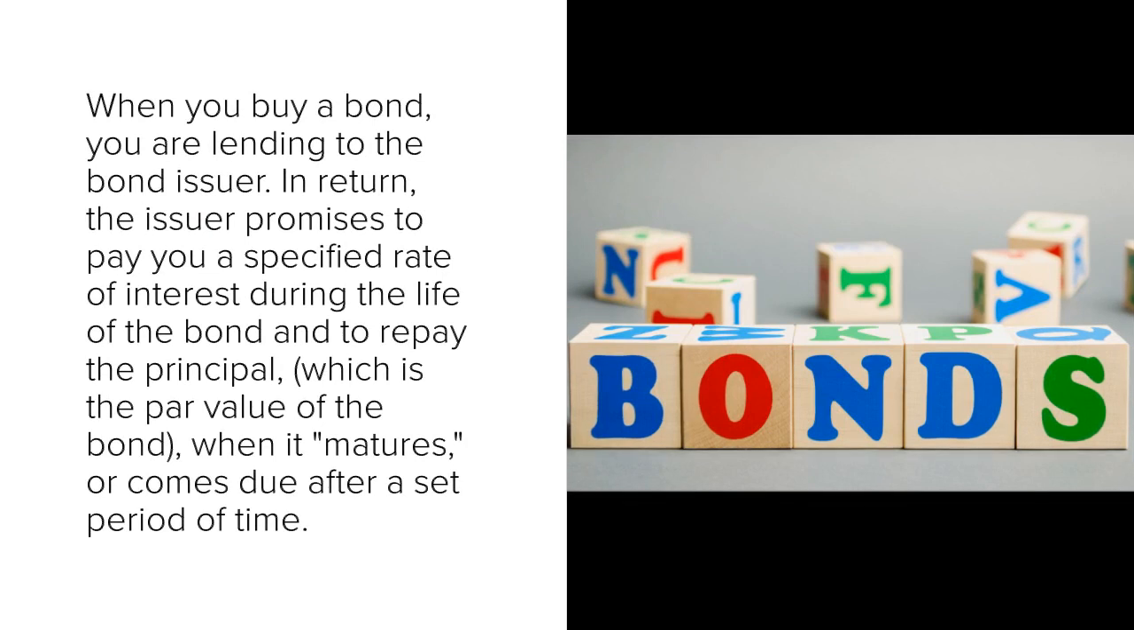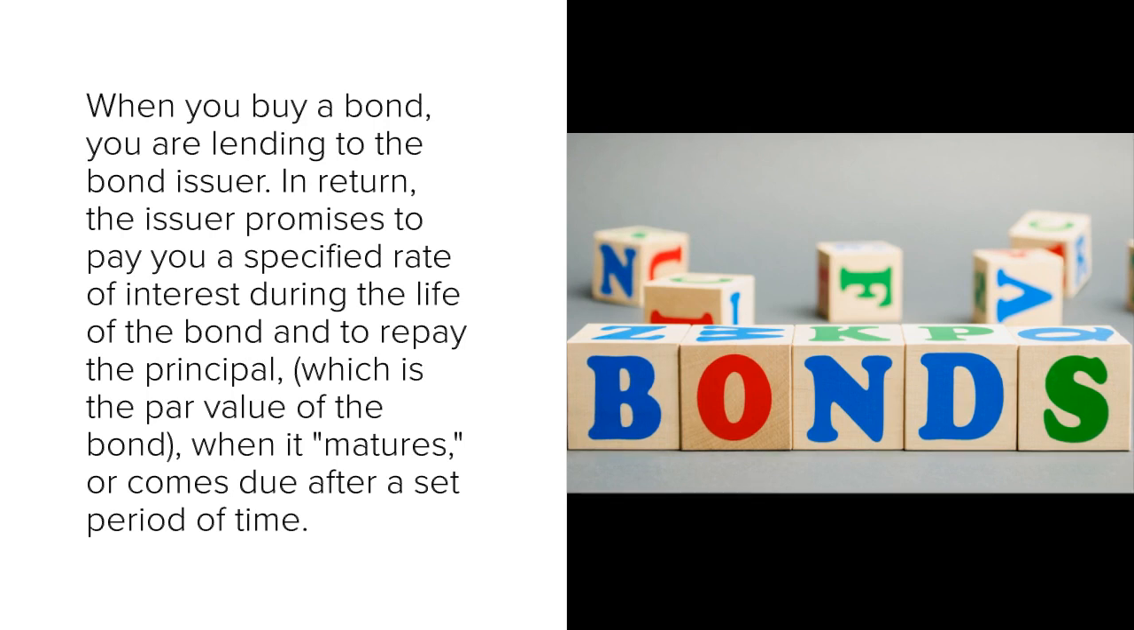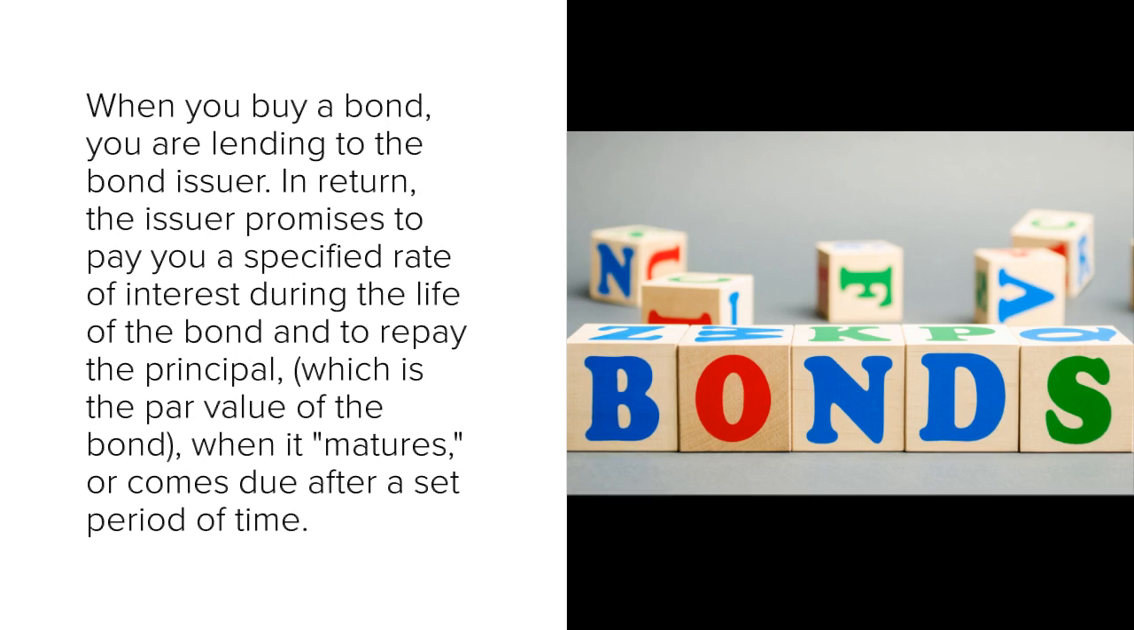A bond is a debt security similar to an IOU. A borrower issues bonds to raise money from investors who are willing to pay the borrower or lend them money for a certain period of time. When you buy a bond, you are lending the issuer of the bond money. Now, the issuer could be a government, a local municipality, or a corporation.